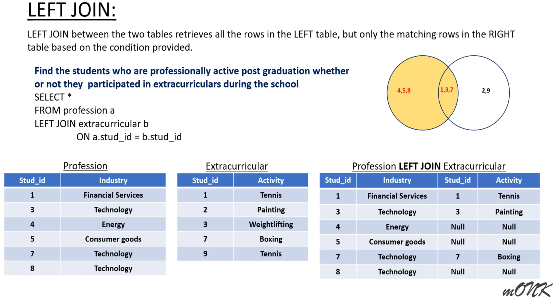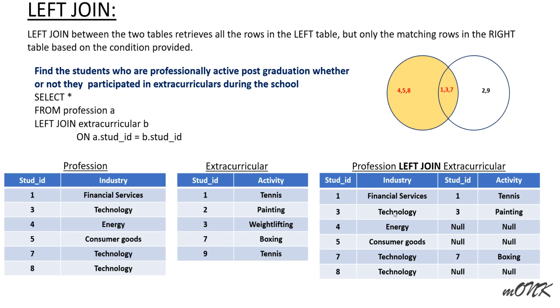Welcome back. So in this section, we shall learn about the left join. So what does the left join do? It is used to combine two tables, and the output contains all the rows from the left table and only the matching rows from the right table. In this case, the question is: find the students who are professionally active post graduation, whether or not they participated in extracurriculars during the school.